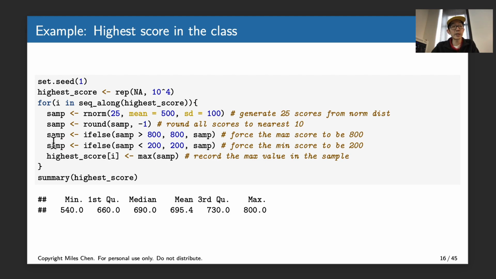Then I take the maximum value of my sample and keep track of that. I do this 10,000 times. With 10,000 groups of 25 students, it's no surprise my max is going to be 800. The mean, if you take a random sample of 25 students, what is the average highest score? Around 690, 695, and so on and so forth.